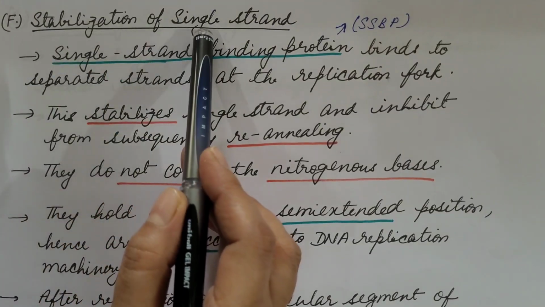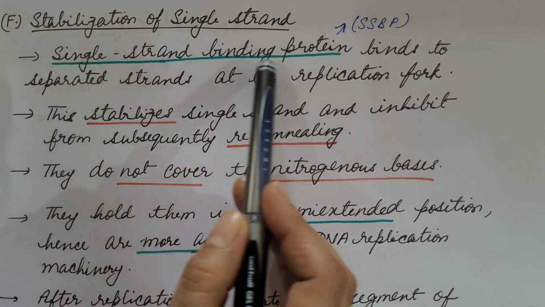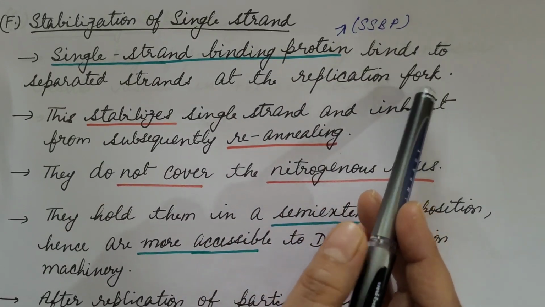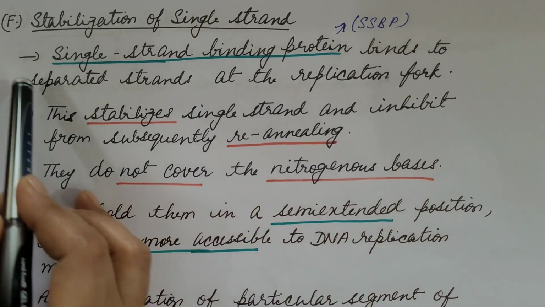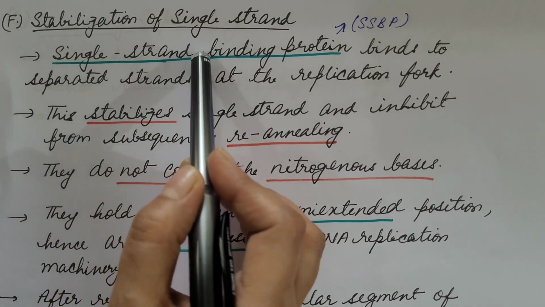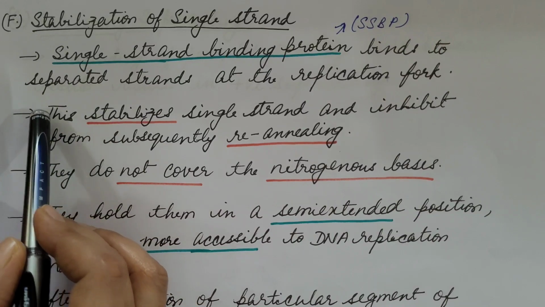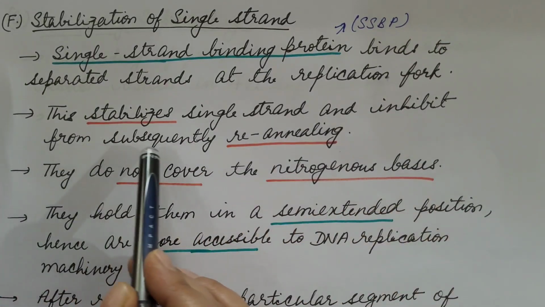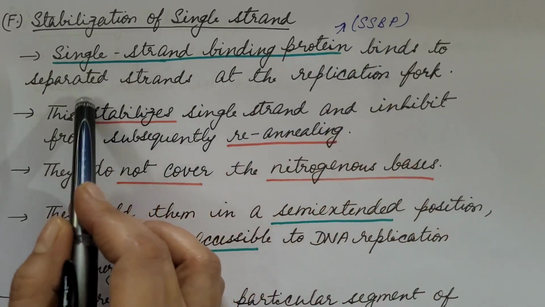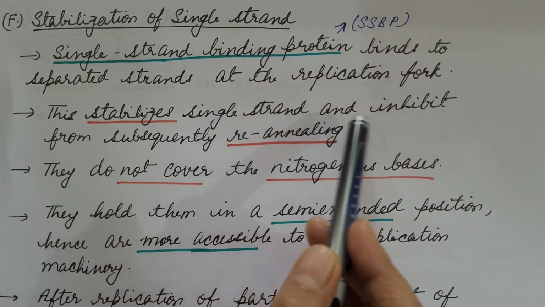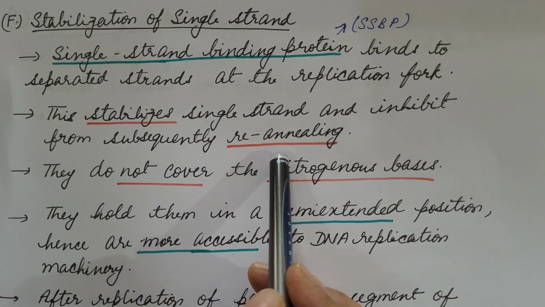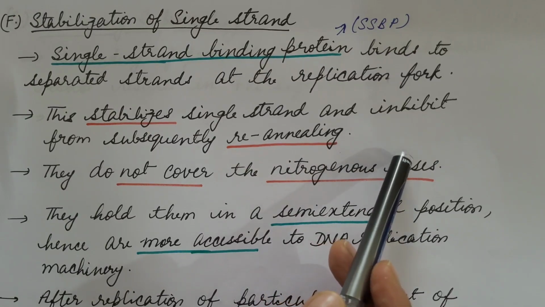Then stabilization of single strand. Single strand binding protein binds to separated strands at the replication fork. So at the replication fork, when the 2 separated strands are generated, single strand binding protein binds to them. This stabilizes the single strands and inhibits them from subsequently realigning. Because of the binding of the single strand binding protein, these single strands are stabilized, and they are not able to wind again and form the DNA duplex.